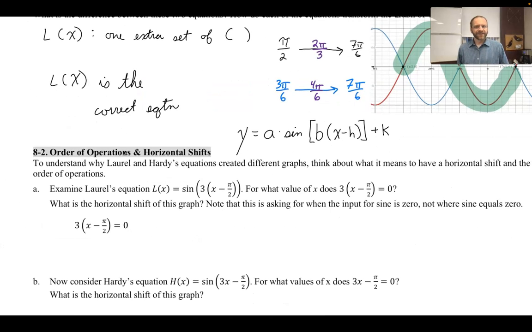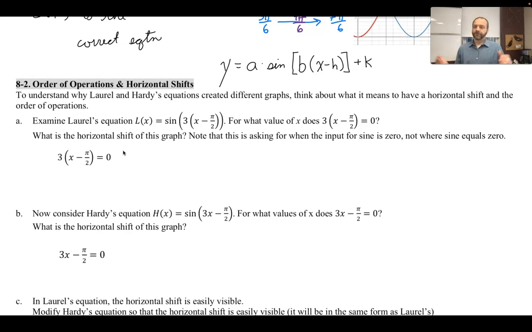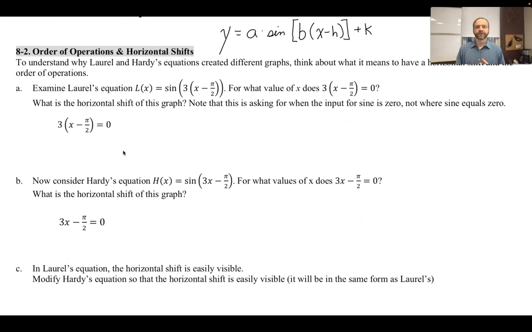All right, so let's continue with this Laurel and Hardy, because we know Laurel's right. Hardy's still upset because he can't figure out why he's wrong. And so again, we still have the smirky face from Laurel and Hardy that we're dealing with. So we're going through this, and it says examine Laurel's equation. For what value of x does 3 times the quantity x minus pi halves equal 0?